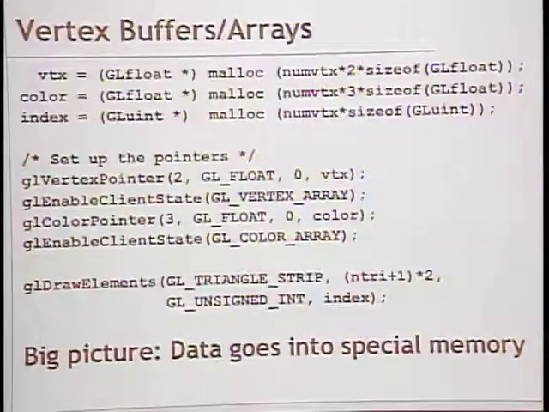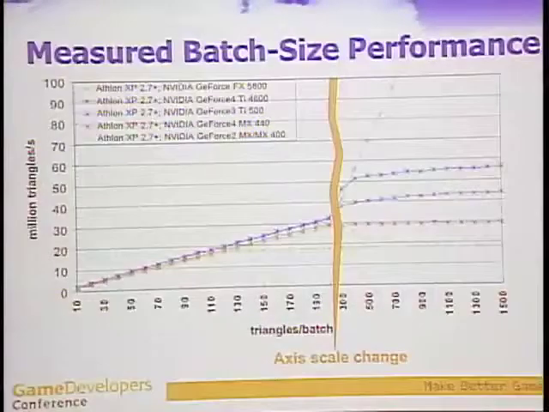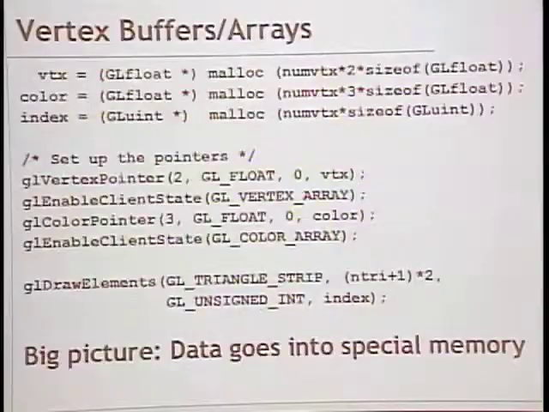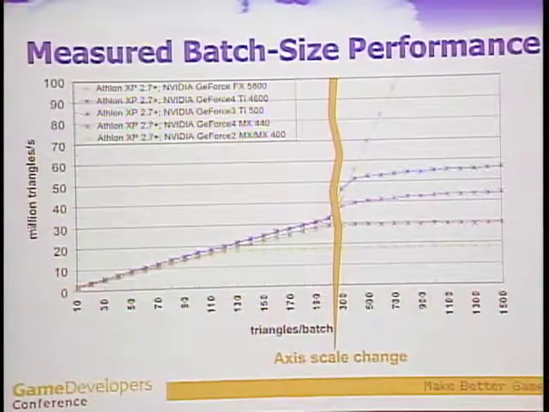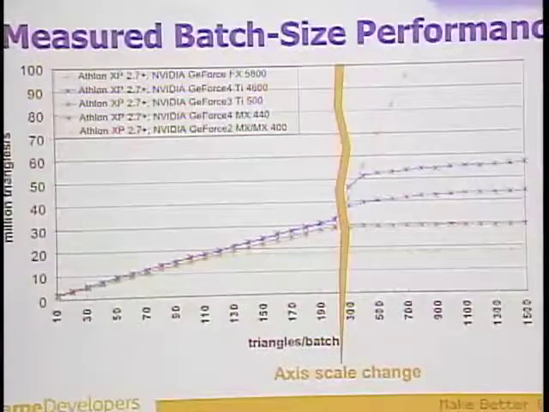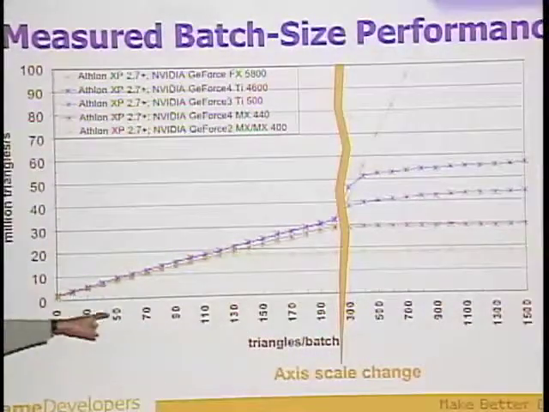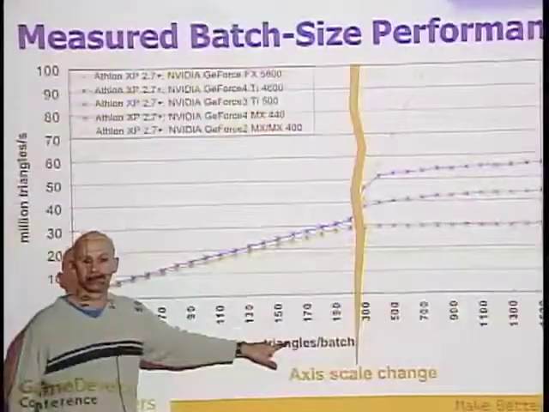Okay? Every time we say, basically, draw, we're going to call that a batch. This is a batch of elements that we are rendering. And this is a few years old right now. NVIDIA presented this at the Game Developers Conference, but they're showing batch size performance as a function of the number of triangles per batch.